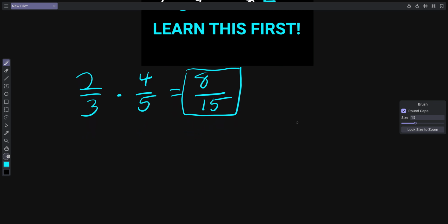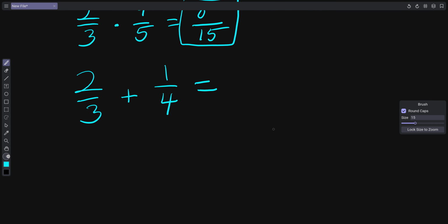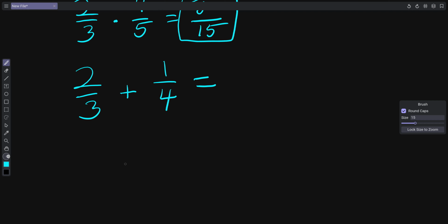Now, what if we had addition? Say we were adding fractions. Say instead we had 2/3 and we wanted to add 1/4 to it. How would we do it? Well, we would actually wind up multiplying here as well. We would have to multiply these two fractions in such a way that we had the same number on the bottom. How do we do that?